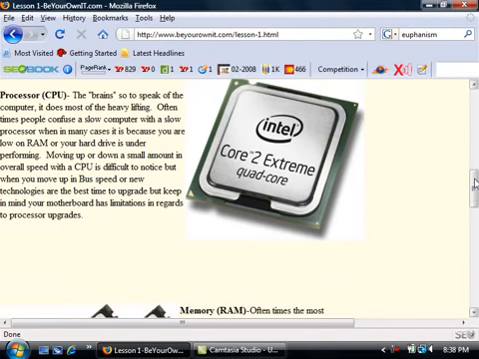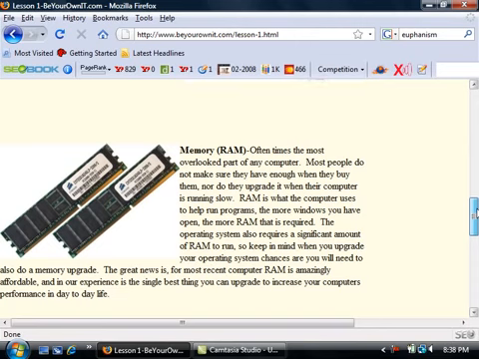Inside your computer, this picture here is similar to what your processor is going to look like, only much smaller. But typically, well, always, it's going to be under a big aluminum or copper heat sink with a fan on top. So that's how you'll be able to locate that. If you go down here to memory, most RAM or memory looks like this.